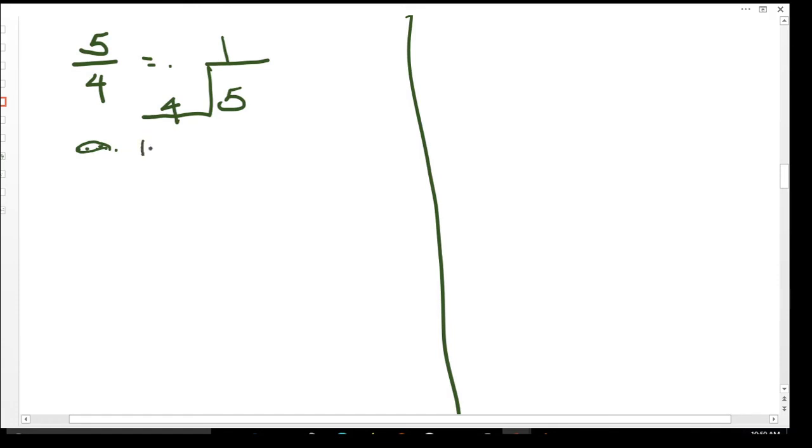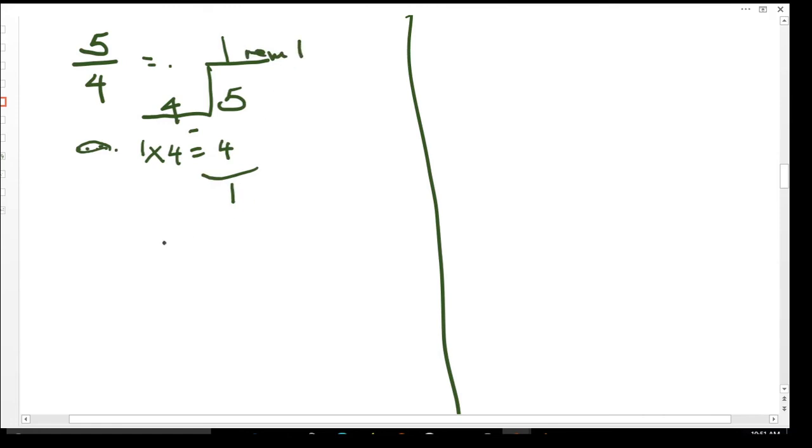We say one group of 4 gives us a 4. What is now the balance? So the balance becomes a 1. So it is this one which remained here. Therefore it's 1 remainder 1.